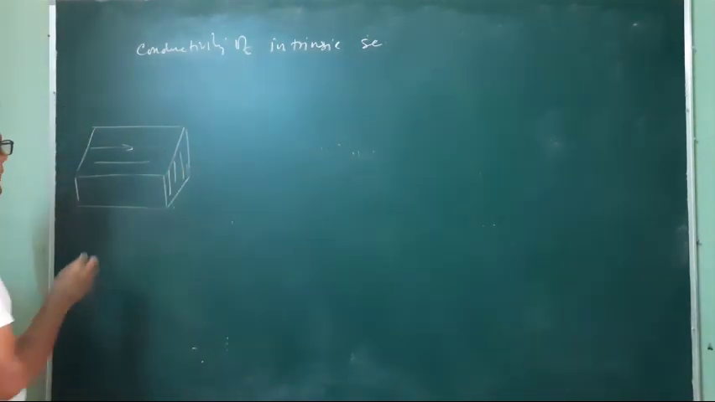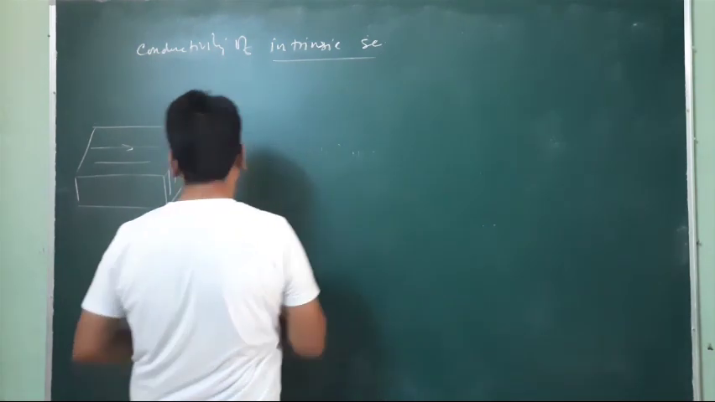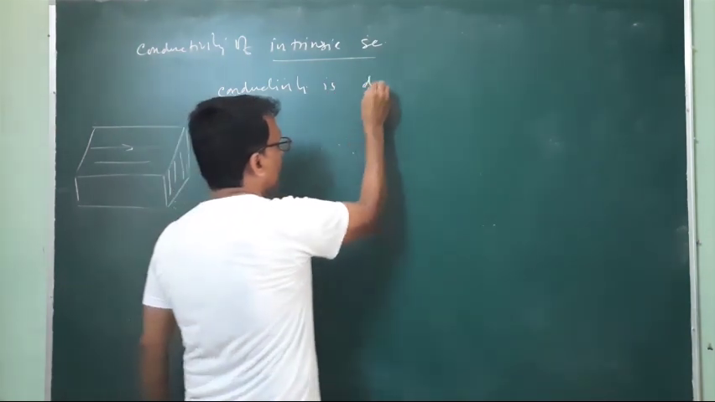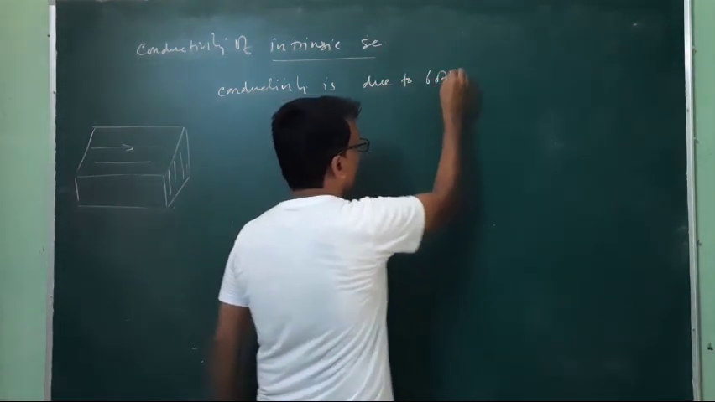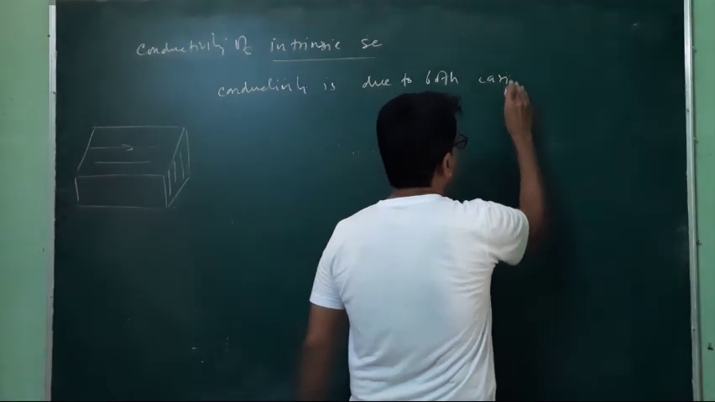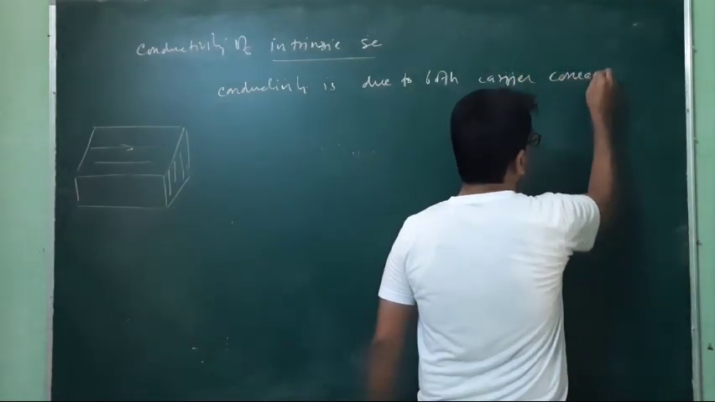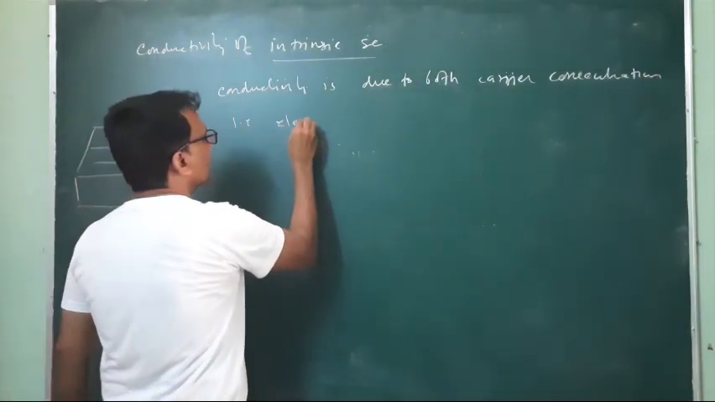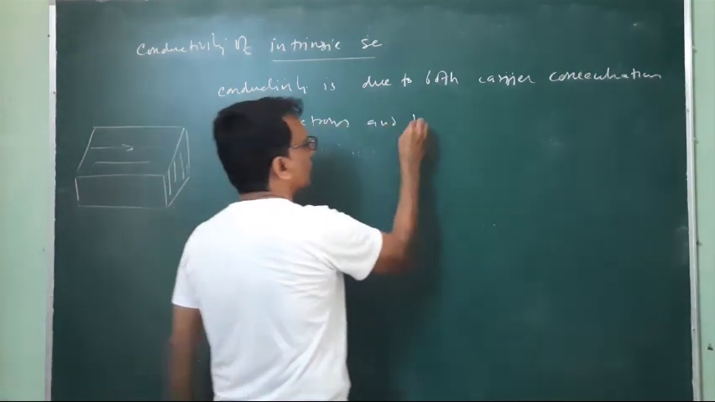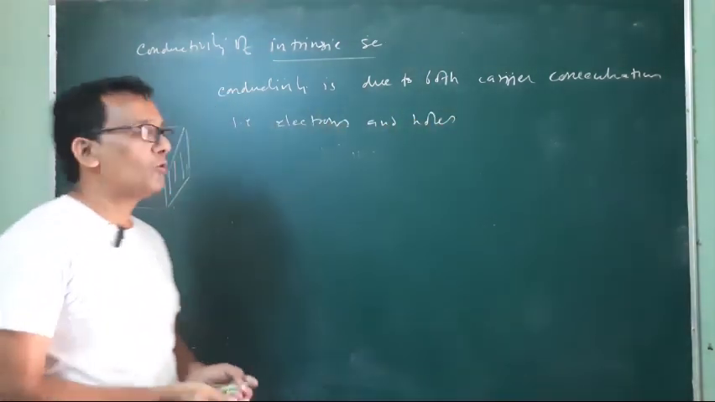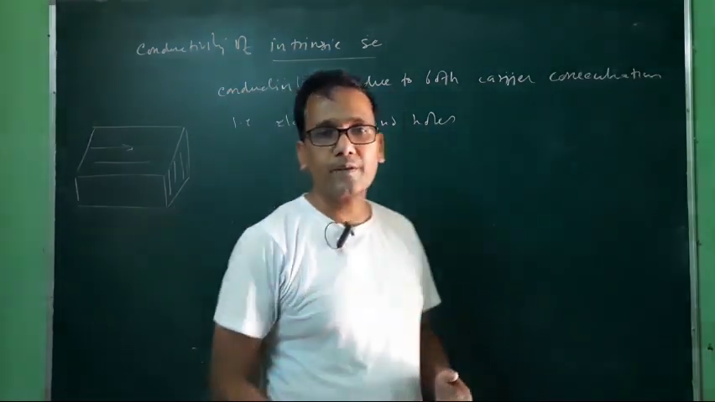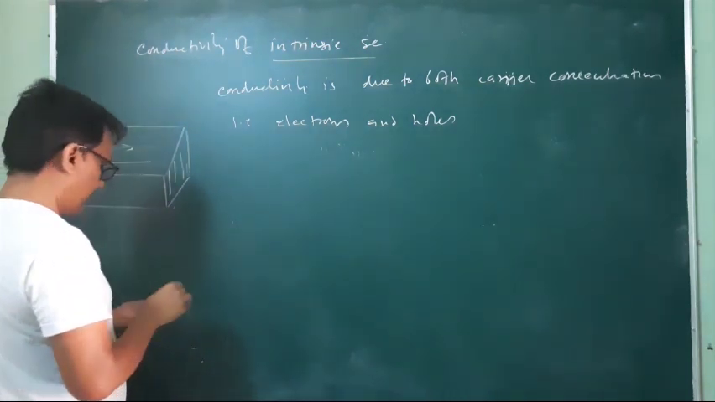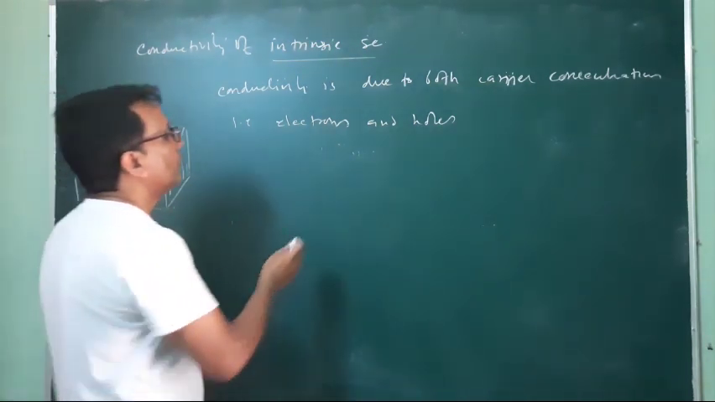But here, in the case of this intrinsic semiconductor, the conductivity is due to both carrier concentrations, that is the electrons and the holes. So electrons in the conduction band and holes in the valence band take part equally in this conductivity process.